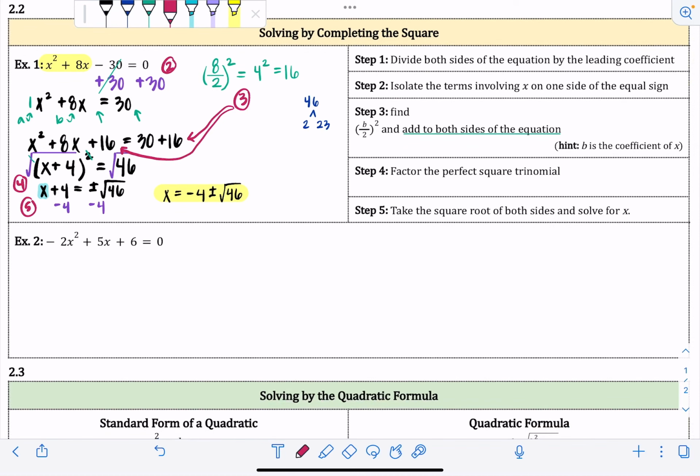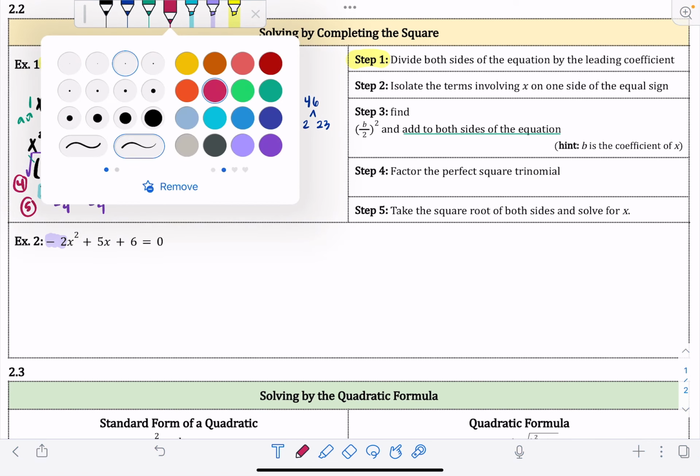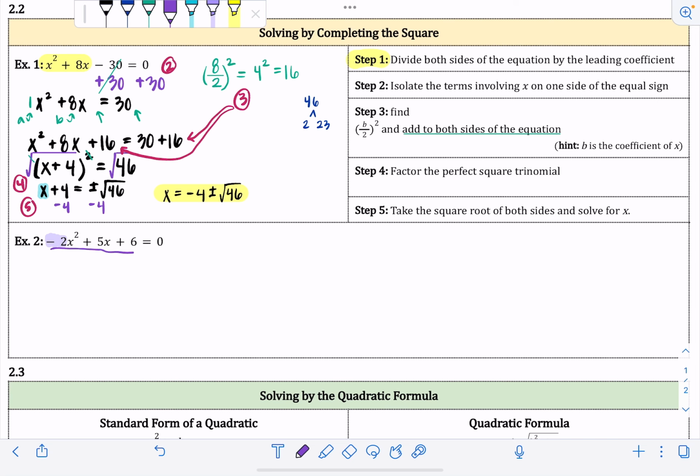Okay, so example 2, we're just going to go through the same list of steps. So step 1, divide both sides of the equation by the leading coefficient. So in this case, I do have a leading coefficient other than 1, so I'll want to divide by it. The leading coefficient is negative 2, so I'm going to divide everything by negative 2. I think I accidentally misspoke earlier. I have a leading coefficient other than 1, so I will actually need to do that step. So I'm going to divide everything by negative 2.